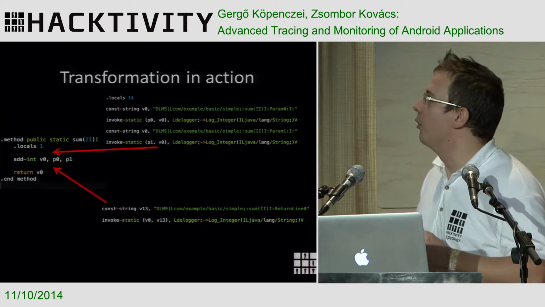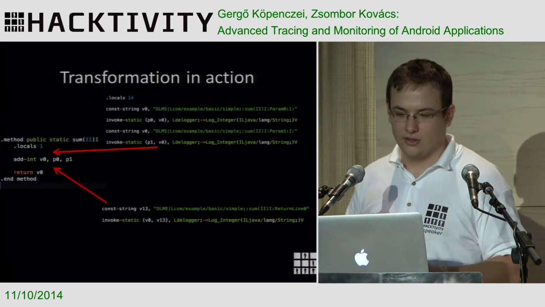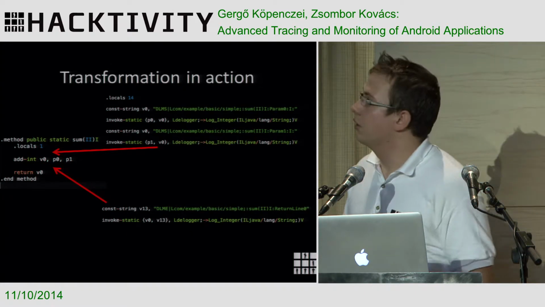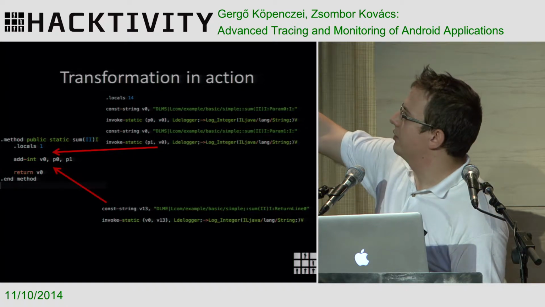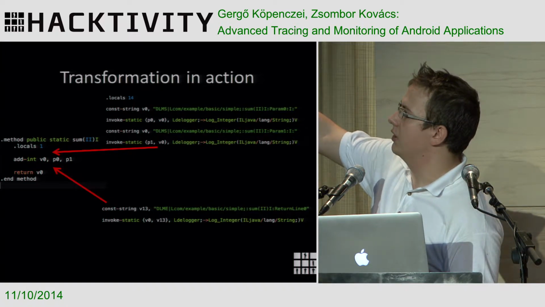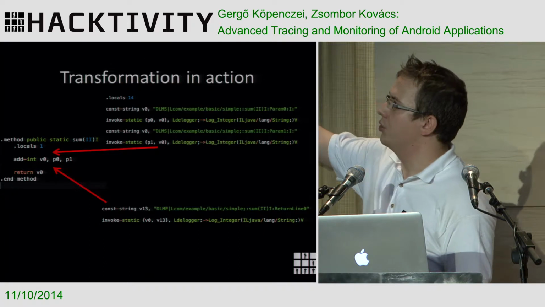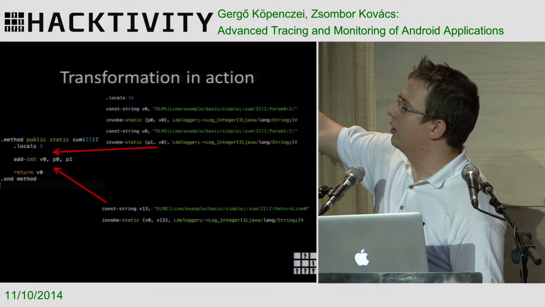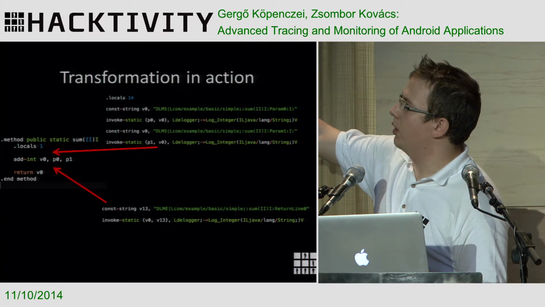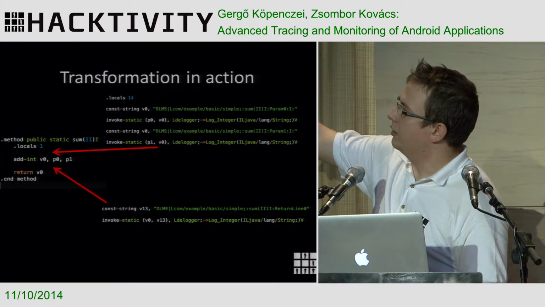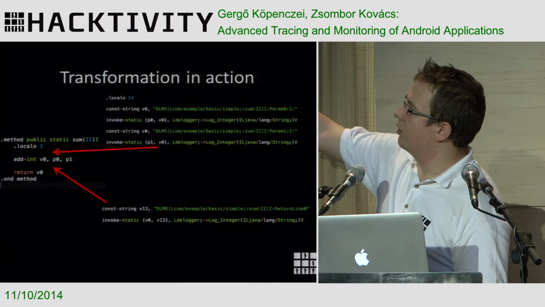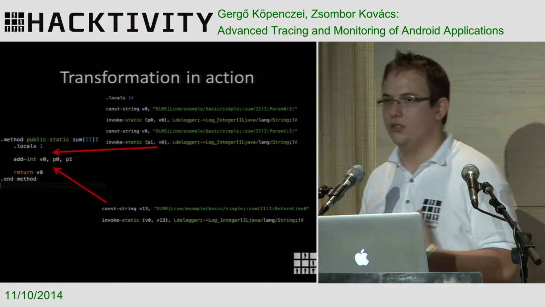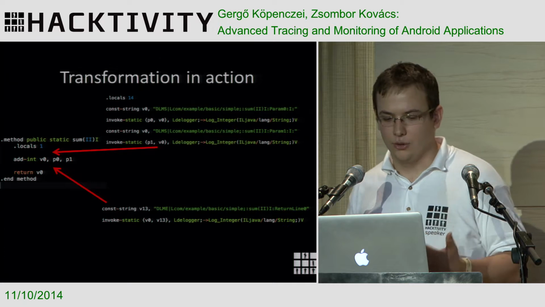And here is a small representation of what's really going on during the change. As you may or may not see, this is a small public static function named sum. It receives two integers and returns an integer. There is only one local register, v0. It puts the sum of p0 and p1 into v0 and returns v0. So it just gets back the sum of the two integers.